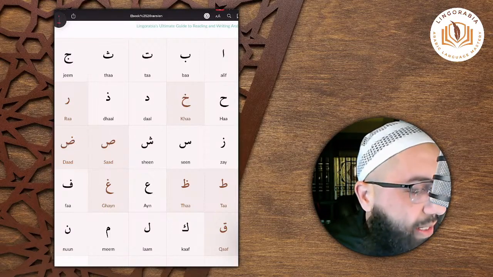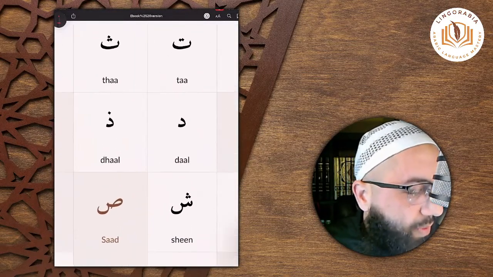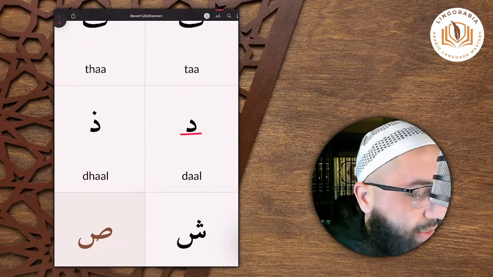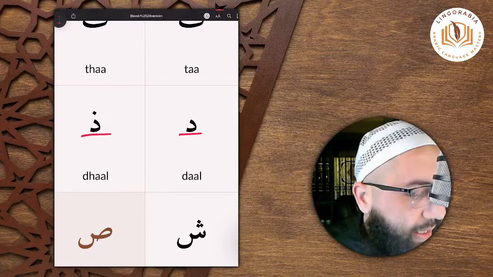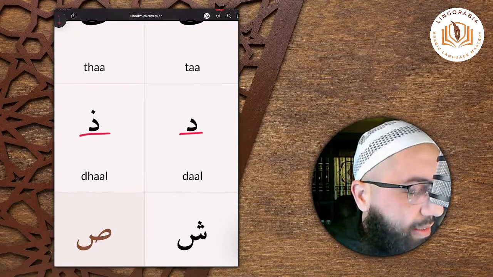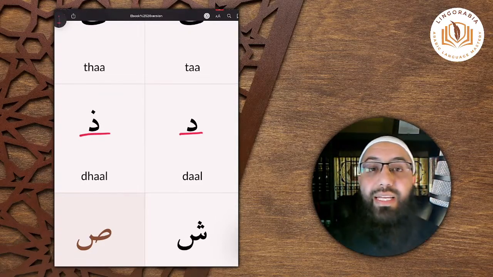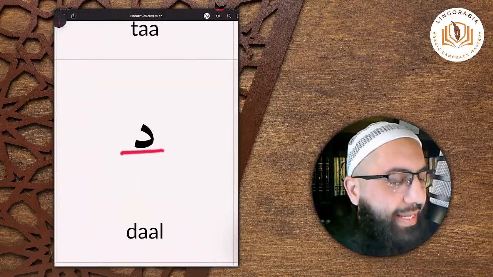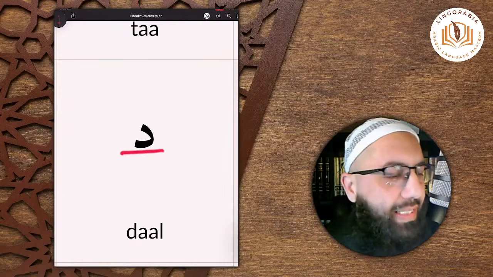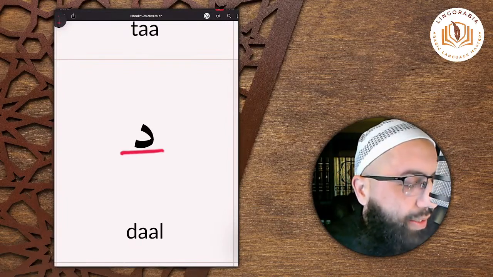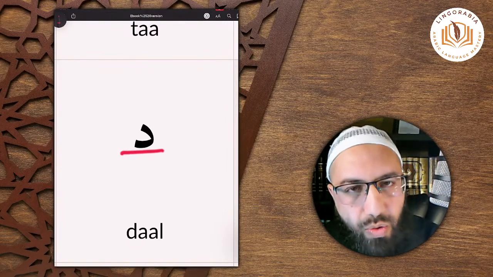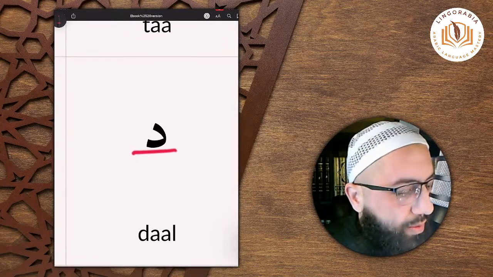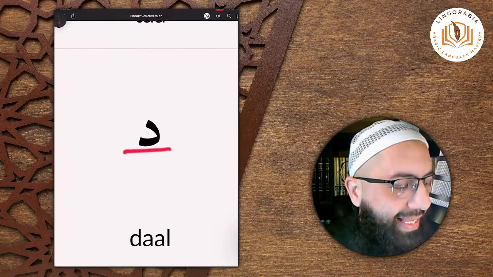Then we got another group of letters. The letter dal. This is the shape of the dal. The letter dal is like the D in English. It's a very simple letter. It's also light. It's not heavy. It's a light letter.